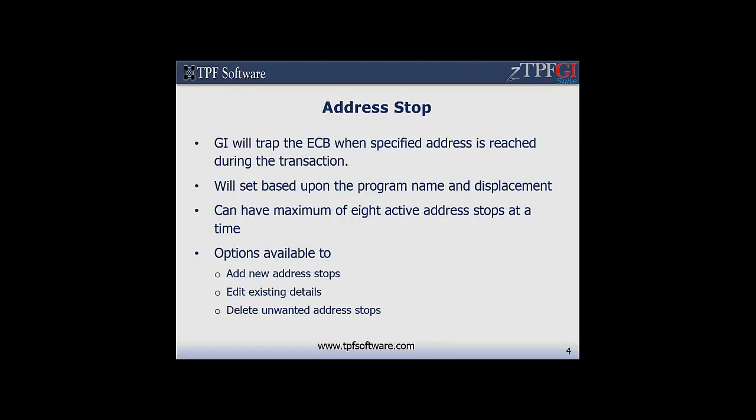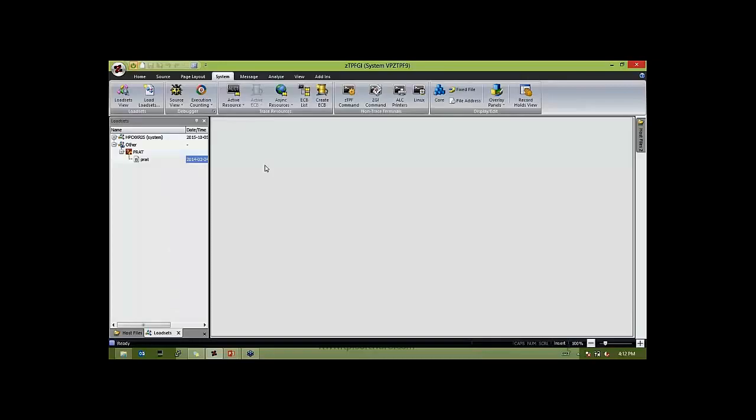We have a list of options in this address stop: add, edit, and delete. I can explain these options clearly while giving the demo. Now I have connected to my test system. This is BP zTPF9. Let me show you how to set an address stop.